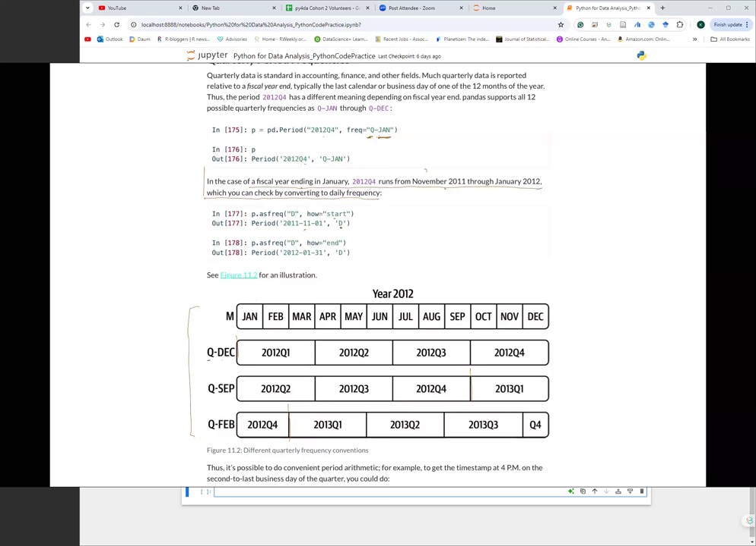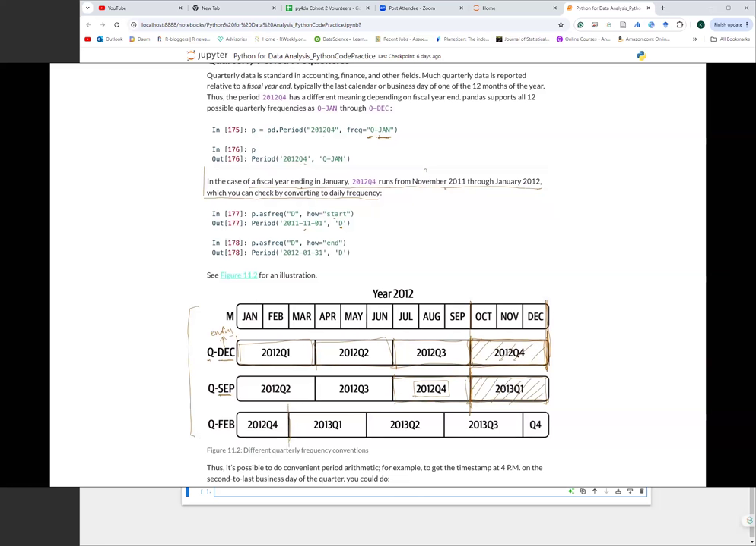So when we use Q-DEC, this one is the ending month. That means the fourth quarter ends exactly at the end of December. This is quarter four. And based on this, we can set up the third quarter, second quarter, and first quarter. When we say the end of September is the end of the fourth quarter, that means October to December becomes the first quarter of the next year.